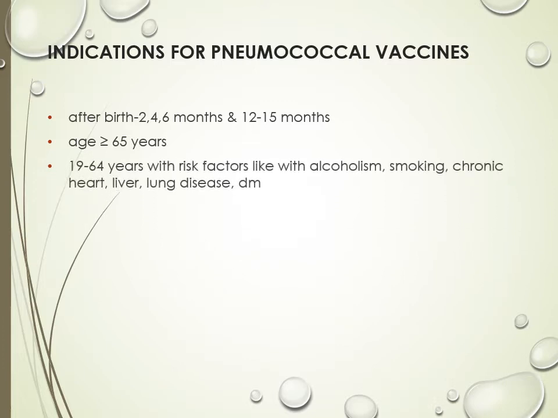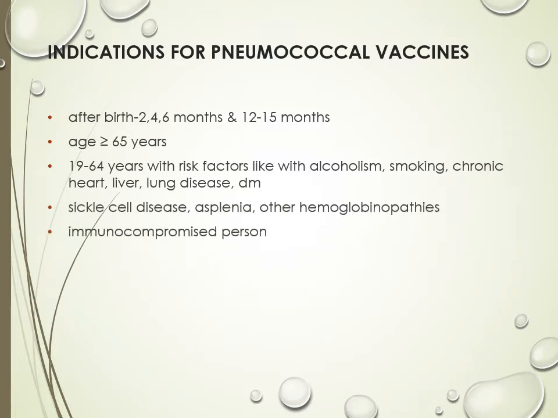Then in the case of 19 to 64 years, those people who have risk factors like heavy alcohol intake, smoking, chronic heart disease, chronic liver disease, chronic lung disease, or diabetes mellitus. All these chronic conditions indicate that the pneumococcal vaccine should be given to that person.